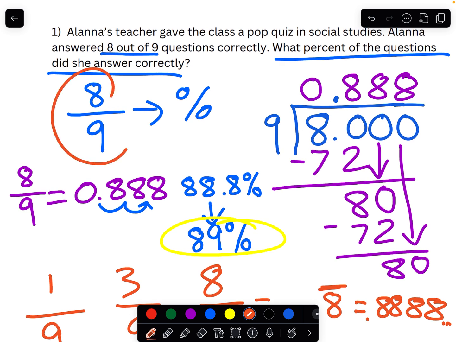So I already knew that trick. Technically, once I saw 8 out of 9, I could have just converted it to 0.888 and then made it 88.8%, which then would have been 89%.